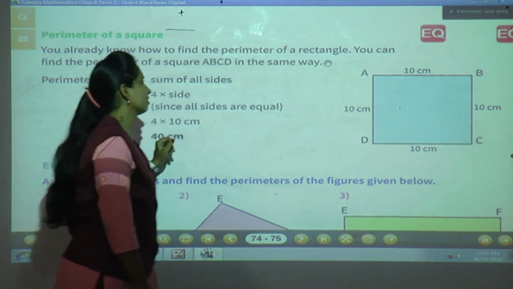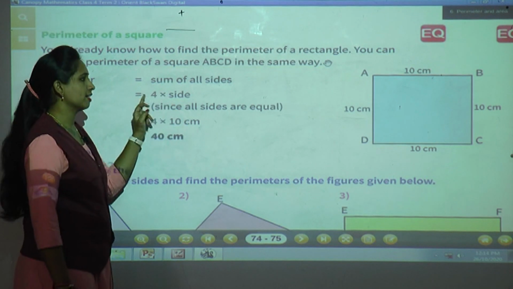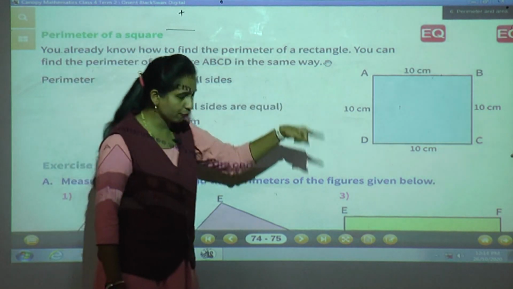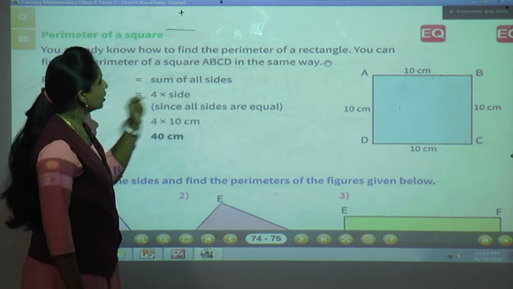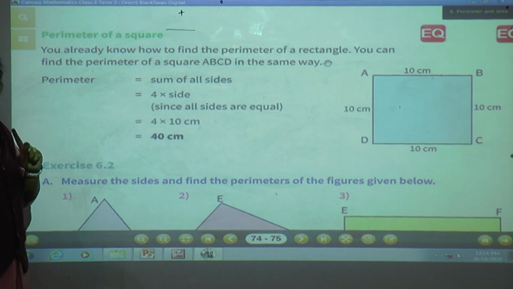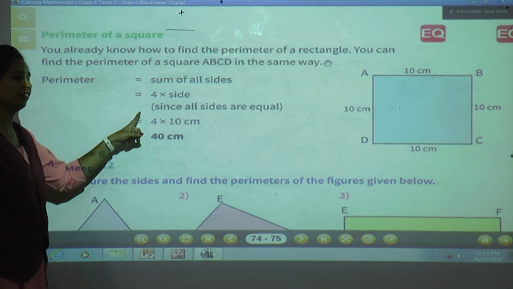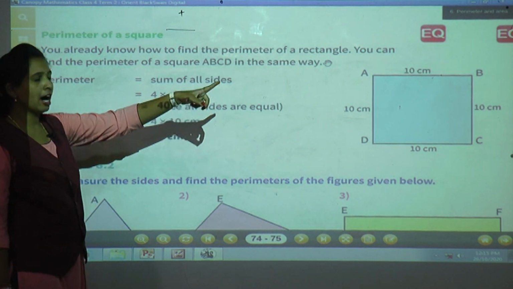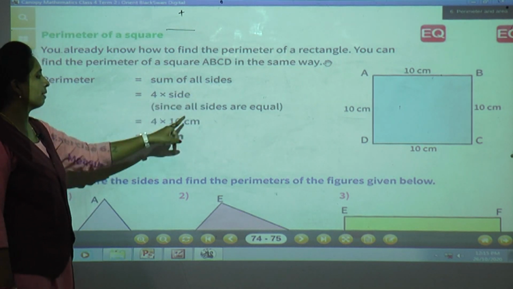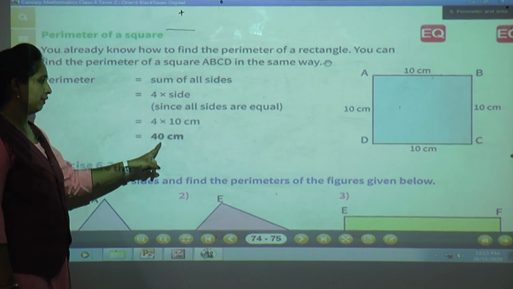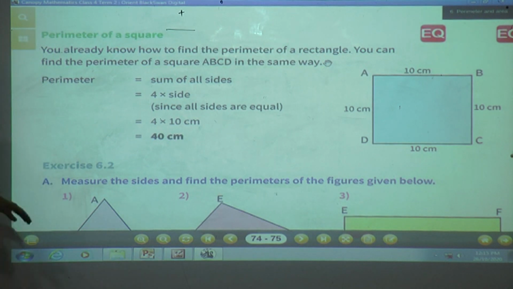Okay, or else the second method is perimeter equals 4 multiplied by side. Means there are 4 sides, and how much is each side? Since all the sides are equal, when all sides are equal, you can do it in this way, 4 multiplied by side. 4 multiplied by how much? 10. So 4 multiplied by 10 centimeter is equal to 40, 4 tens are 40. Right, 40 centimeter. Clear? Understood?